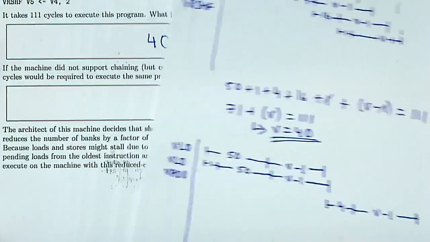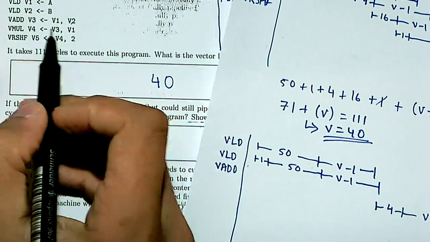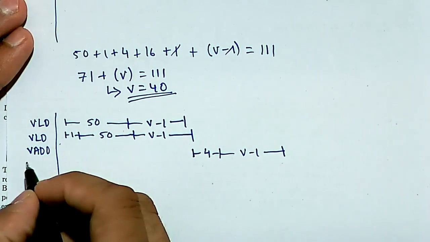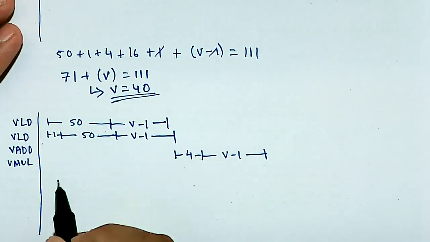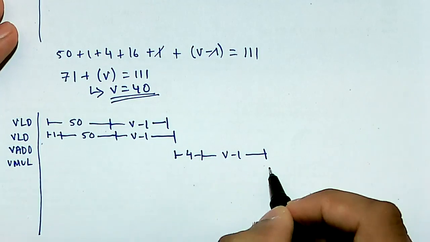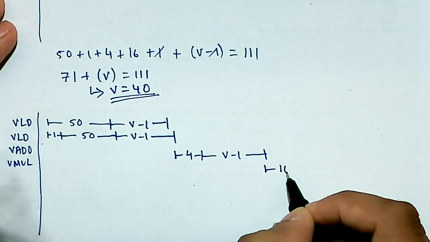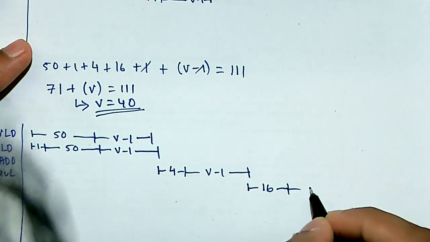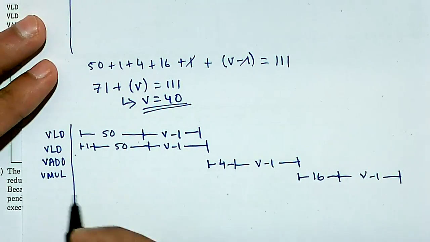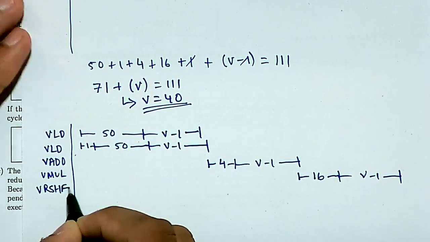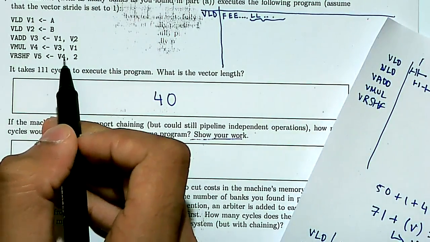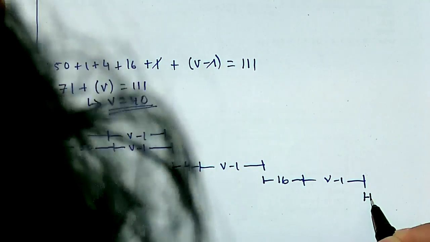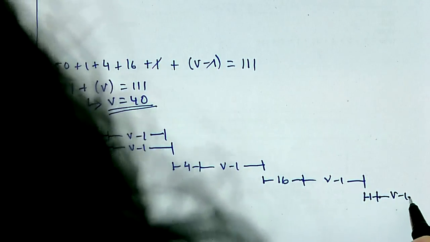After the vector add, we have a vector multiply, which takes in v3, basically using the result of the vector add, so we have to wait till that's done. Again, we can't start processing the first element until everything's done. So here we begin, and we have a 16-cycle latency, and then v minus 1 until everything's done. The final instruction is the vector store, and this one uses v4, which is the result of the multiply, so we can't start until that happens. We just have a 1-cycle latency, and then v minus 1.